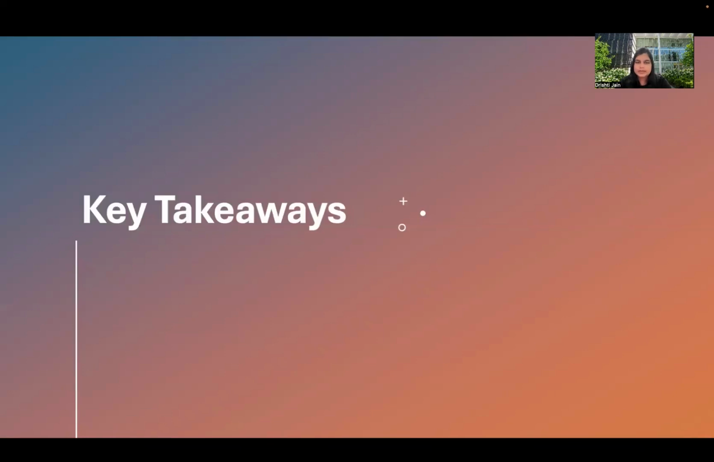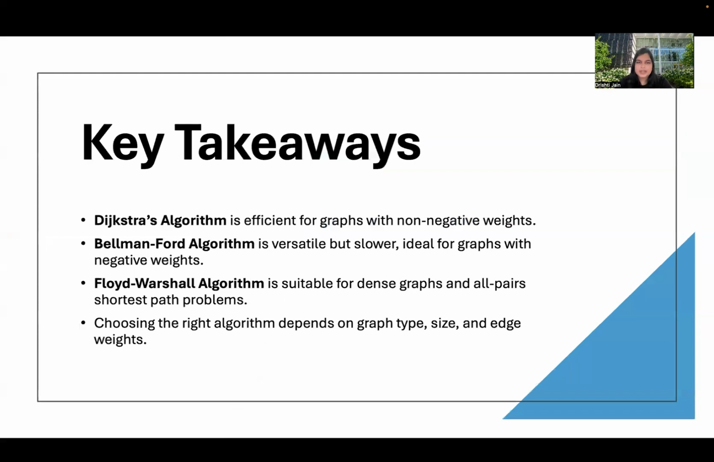As we come towards the end of the lesson, a few key takeaways. Dijkstra's algorithm is efficient for graphs with non-negative weights. Bellman-Ford algorithm is versatile but slower. It is ideal for graphs with negative weights. Floyd-Warshall algorithm is suitable for dense graphs and all pairs shortest path problems. Choosing the right algorithm depends on the graph type, size, and edge weights. That's all for this lesson.